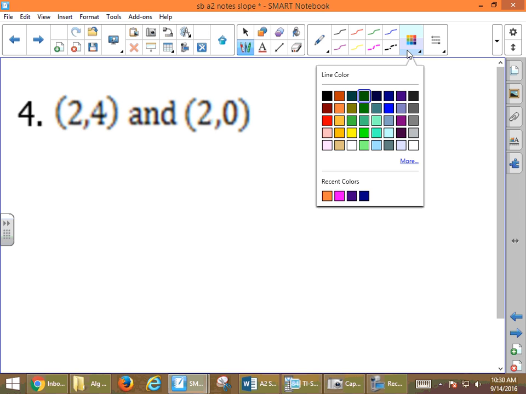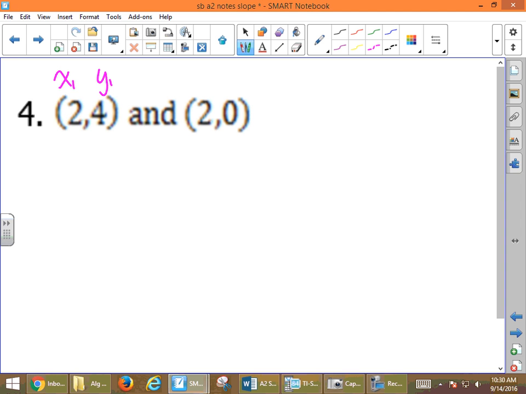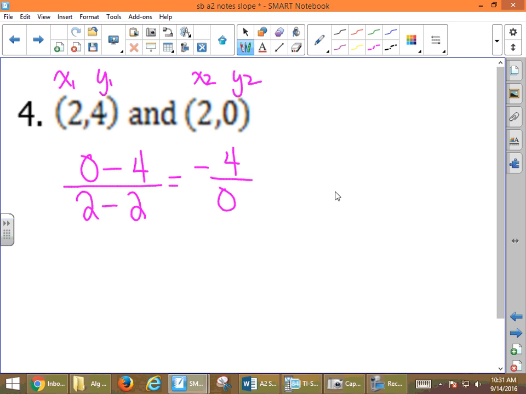And what we have is x1 and y1, x2 and y2, and we're going to fill these values back into our formula. 0 minus 4 divided by 2 minus 2, and we get negative 4 divided by 0. What's negative 4 divided by 0? Matthew? Hayden? It actually is undefined.